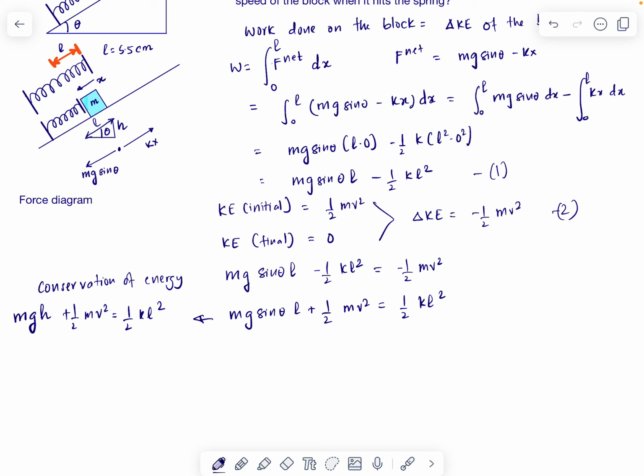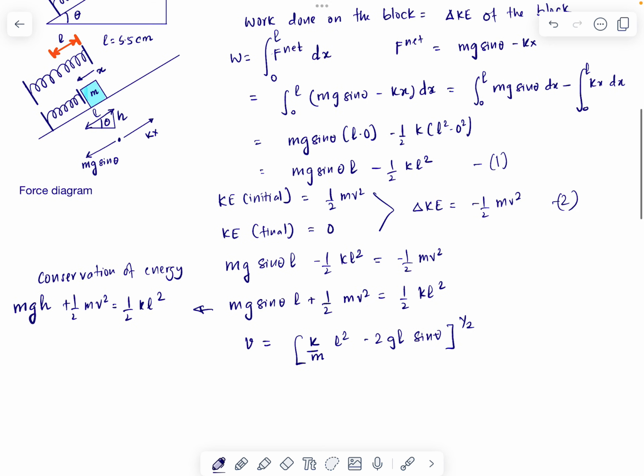So we can do this problem two ways. We can use the conservation of energy, or we can use the work energy theorem. We could use either of these, but when done properly and correctly, this should give us the same answer. So let's rewrite this expression. If we rewrite it, we get v equals the square root of (k divided by m times L squared minus 2gL sine theta).